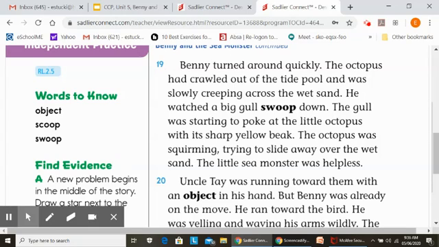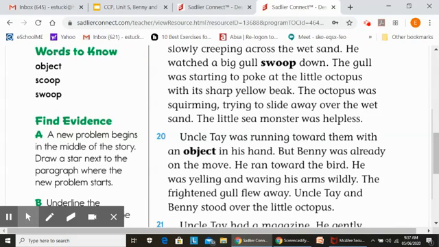Now, they realized before the gull wants to eat the little octopus. Benny turned around quickly. The octopus had crawled out of the tide pool and was slowly creeping across the wet sand. He watched the big gull swoop down. The gull was starting to poke at the little octopus with its sharp yellow beak. The octopus was squirming. Remember the word squirm. Take in a bad position because of your situation. Right. Trying to slide away over the wet sand.